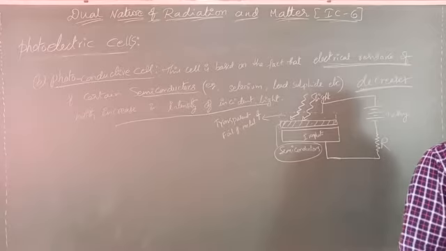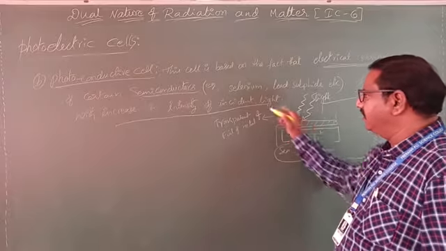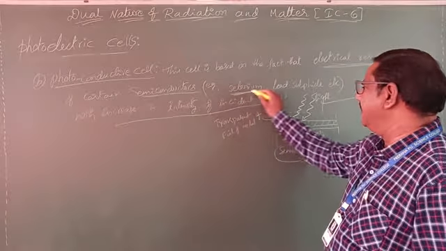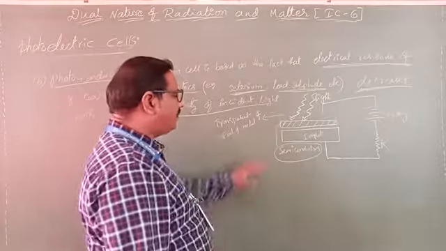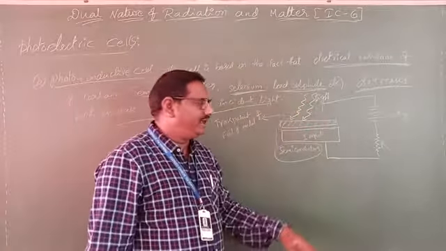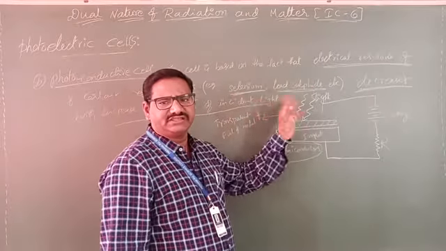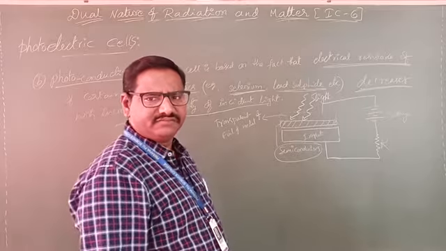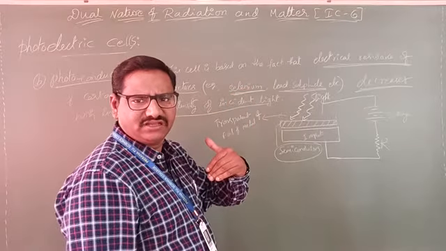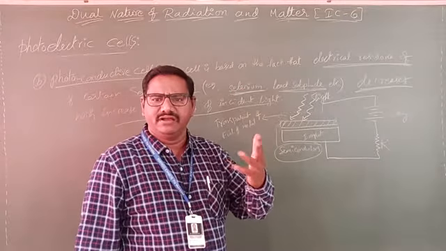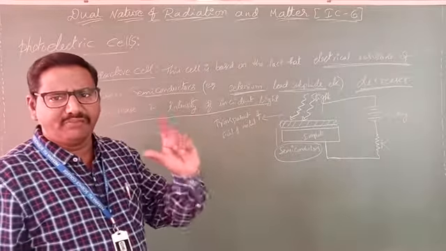Clear? This is a photoconductive cell. In it, you can take one semiconductor material, such as selenium and lead sulfate. Above that, you can take one transparent foil. These two are placed above the iron plate. Now light is incident with a certain frequency. Then the electrical resistance of the semiconductor material decreases. If electrical resistance decreases, conductivity will increase. That's why it is called a photoconductive cell. Clear? This is the main point.